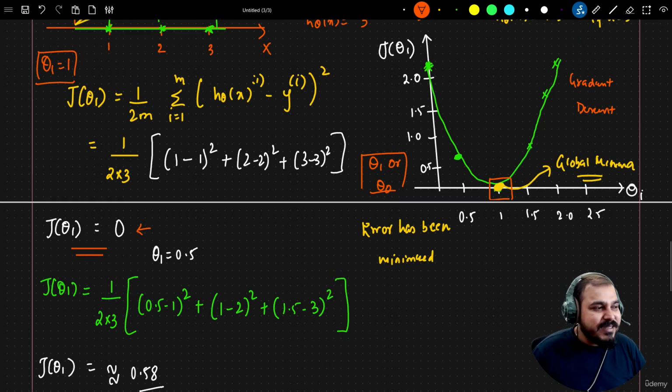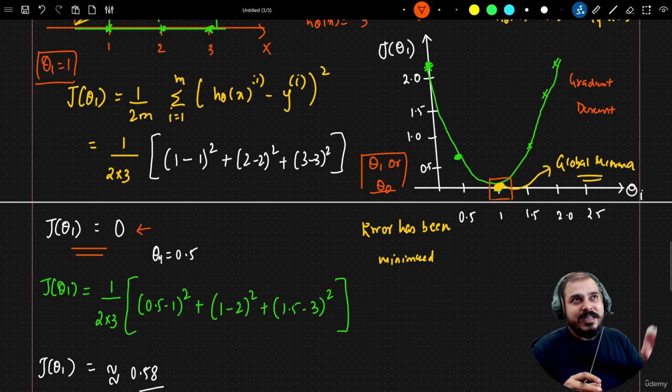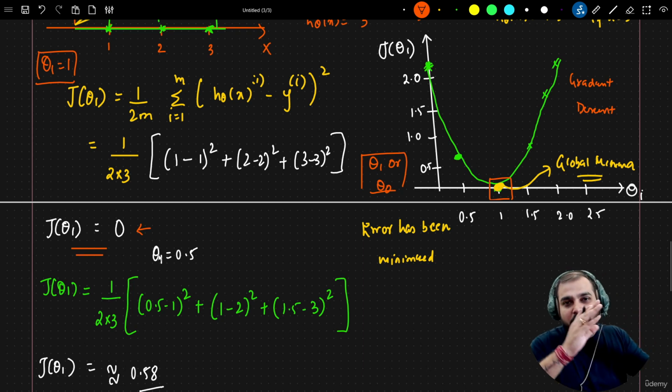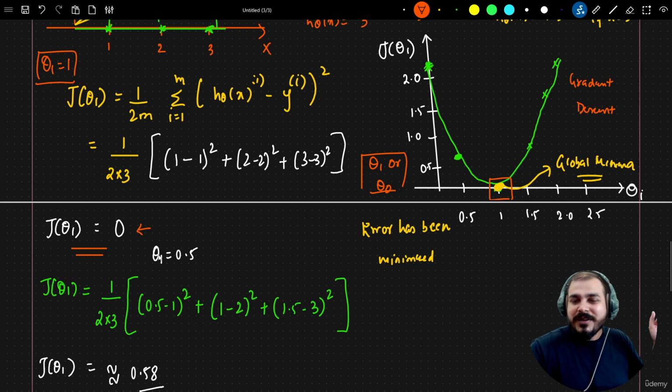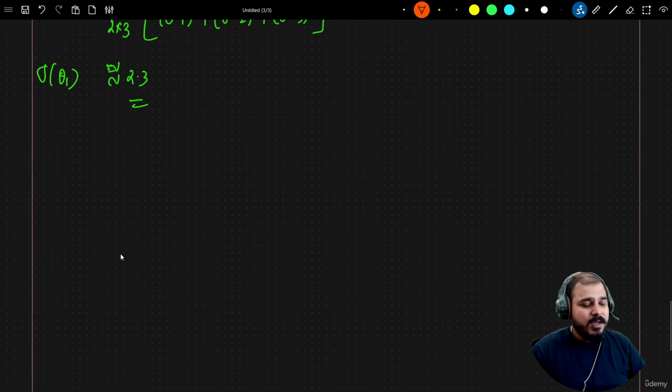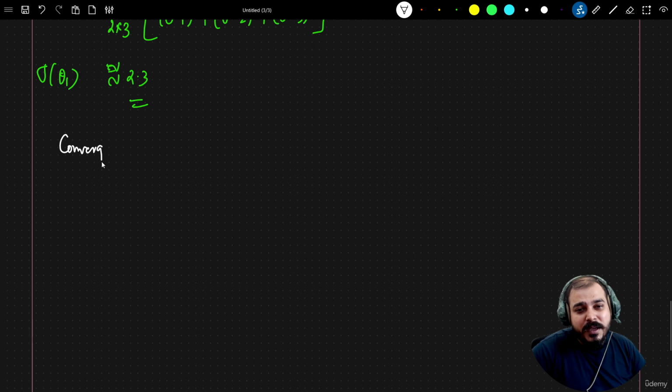So I told you that we will be discussing a convergence algorithm, which will help you initialize one theta 1 value, and automatically, based on this gradient descent, it should be able to increase or decrease the theta 1 value. So let's understand the convergence algorithm, which is super important for the optimized technique.